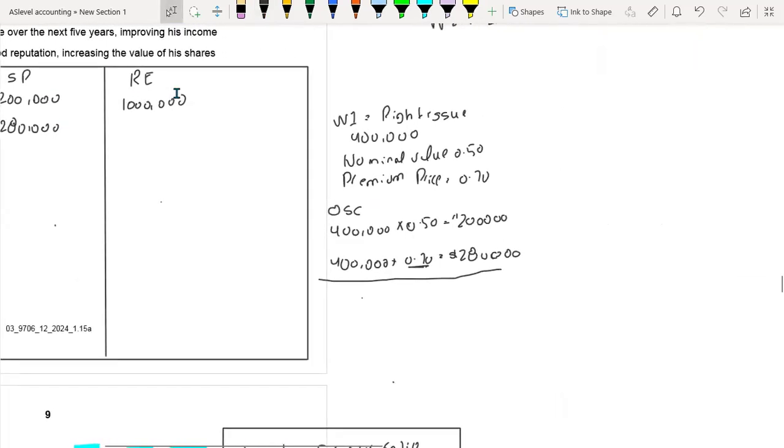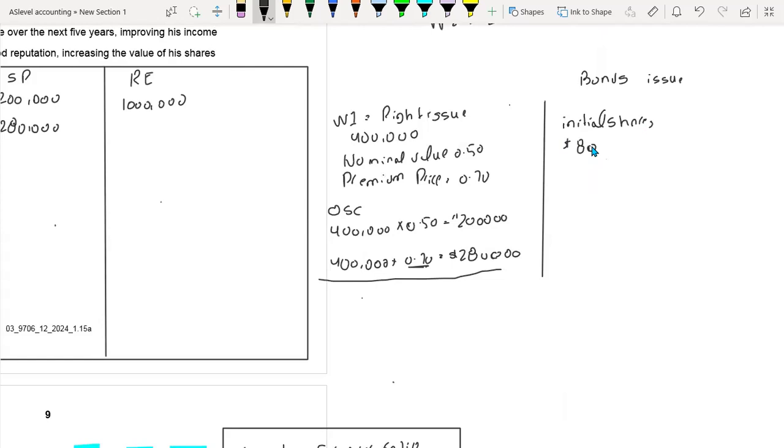I think I should do some working here. Okay, so I'm doing the working for the bonus issue. So total shares after the rights issue. What was the total shares? If you want to find out the total shares, the initial capital was 800,000, but we have to find out the number of shares.